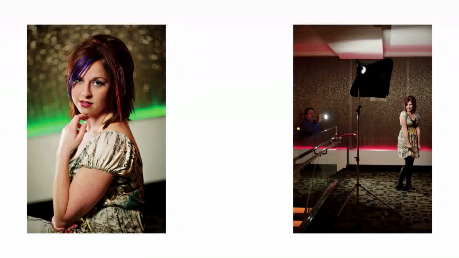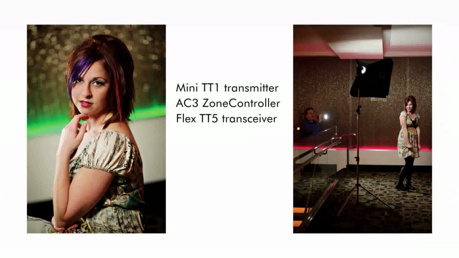Here's the lighting setup I used for the image on the left. I had a Pocket Wizard Mini TT1 transmitter and AC3 zone controller on camera, one SB900 flash in a softbox with a Pocket Wizard Flex TT5 transceiver, and another SB900 as a rim light with a Flex TT5.